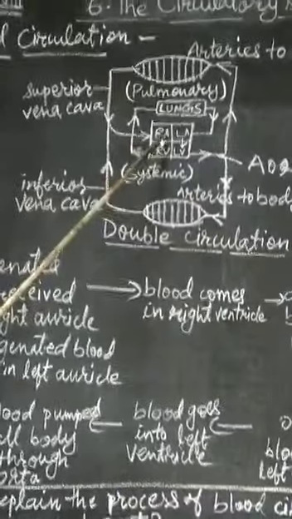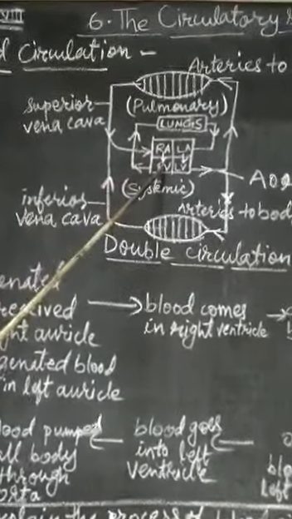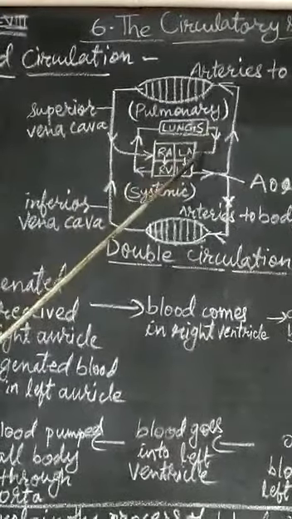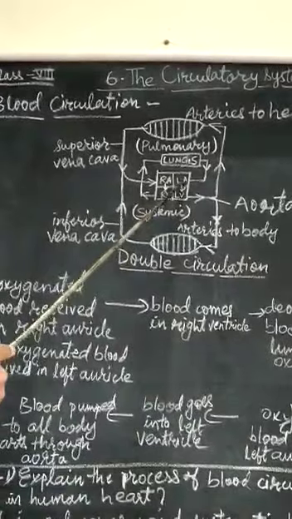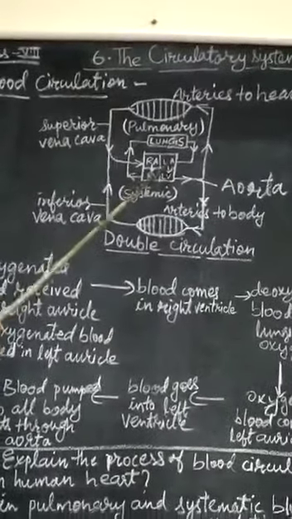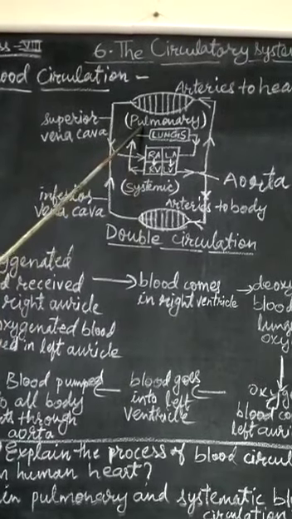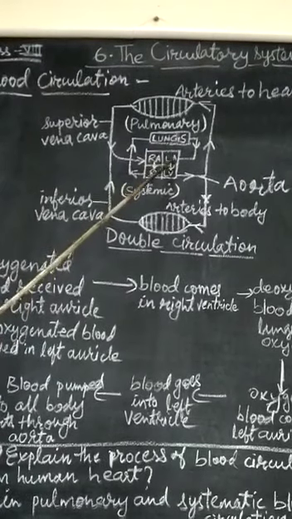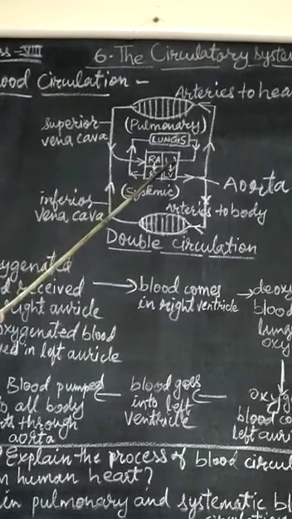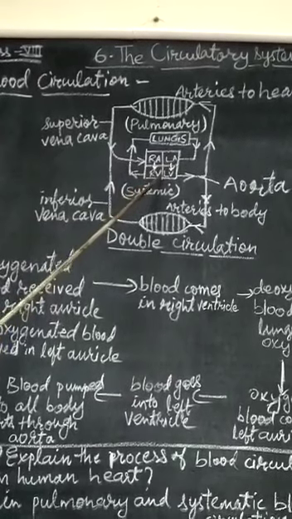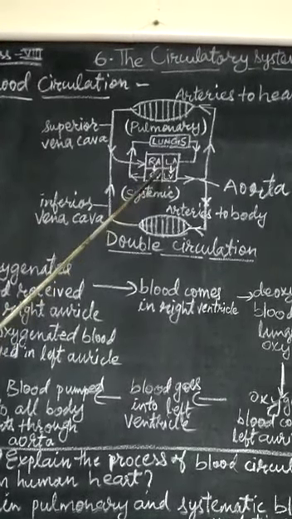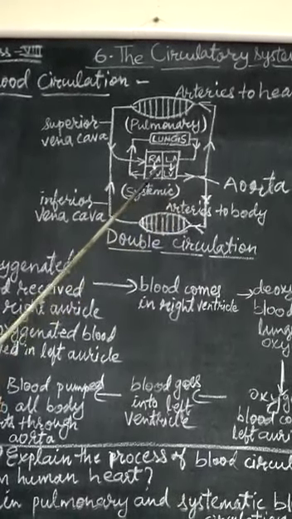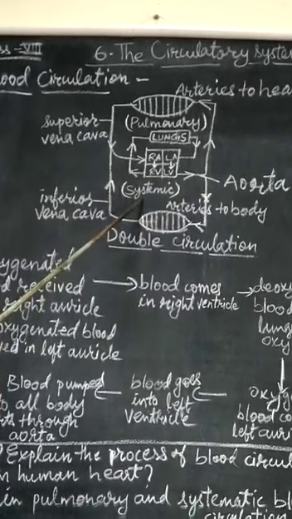from the right ventricle the blood goes to the lungs, and from the lungs blood returns back to the left auricle. This is called pulmonary circulation. And the second time, when blood comes into the left auricle, the oxygenated blood goes to the left ventricle, and from the left ventricle it goes to all body parts. This is called systemic circulation.